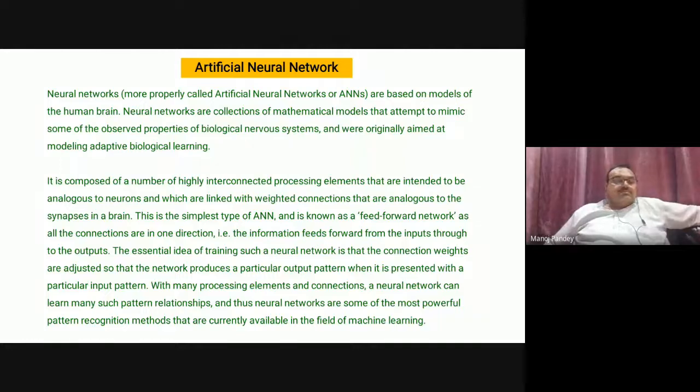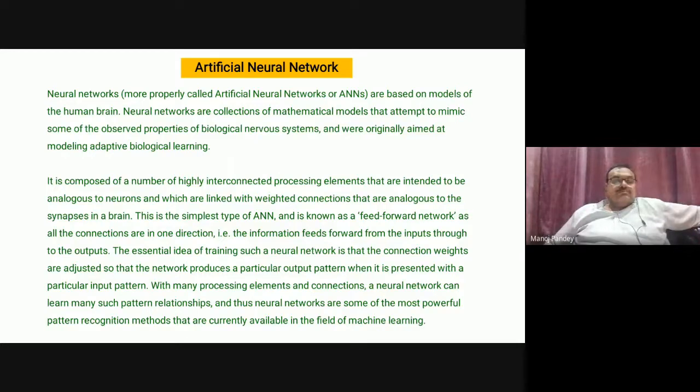An artificial neural network resembles our brain in two respects. First, knowledge is acquired by the network through a learning process. Second, interconnection strengths between the neurons, known as synaptic weights, are used to store knowledge.